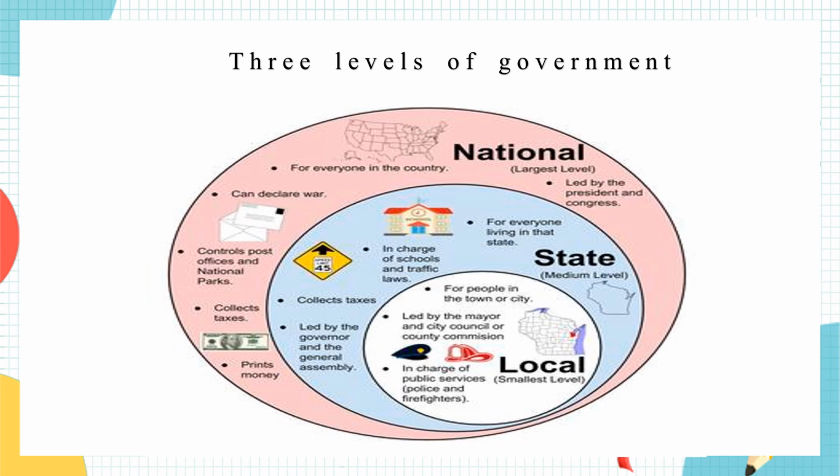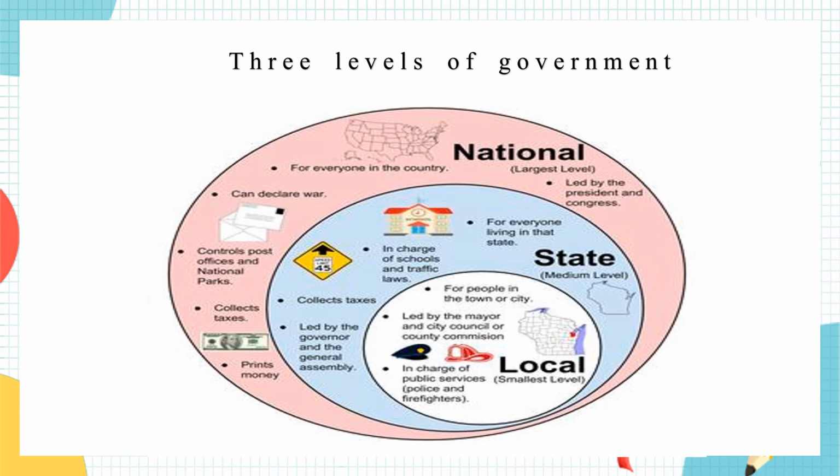The state government is at the median level. It influences everyone living in the state. It is in charge of schools and traffic laws in the state and collects taxes in the state, which is led by the governor and general assembly in the state.